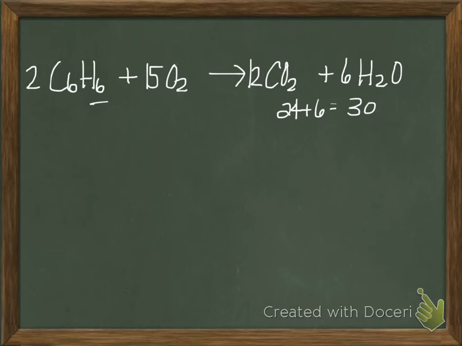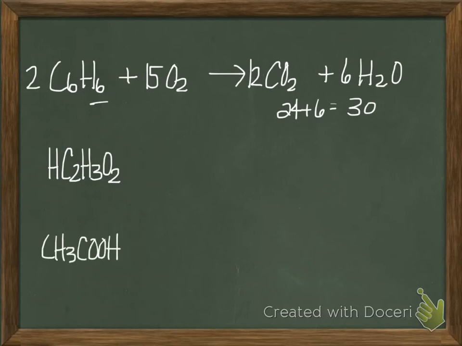Okay? If you look a little further down your packet, we should see acetic acid, which is HC2H3O2. Sometimes you might see acetic acid like this. That's the organic chemist way of writing it, but it would work the exact same because all your counts would be the same. You just got to be careful that you count both carbons.